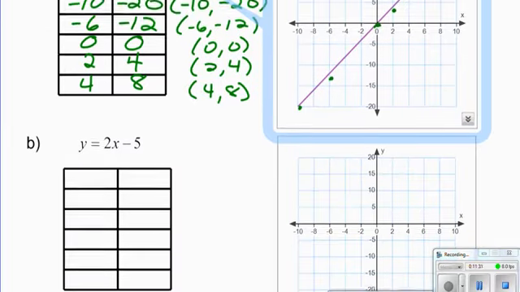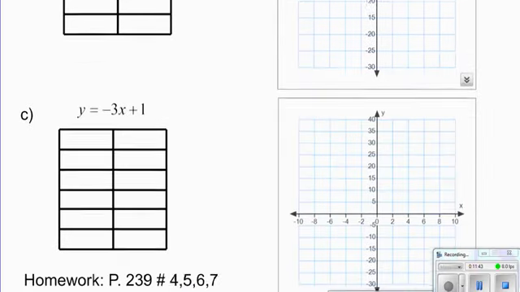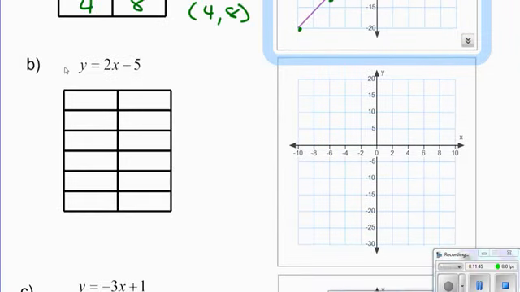Okay, so you're going to make the table for the next one. Remember, independent, dependent. So I'm going to show you what the graph should look like, just so you have an idea. I'm not going to complete the tables for you for B and C, because I want you to do these on your own, but I do want you to get a sense of whether you feel like you've done it right or not.